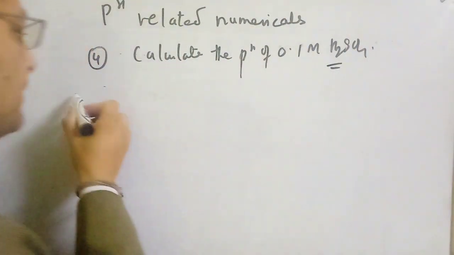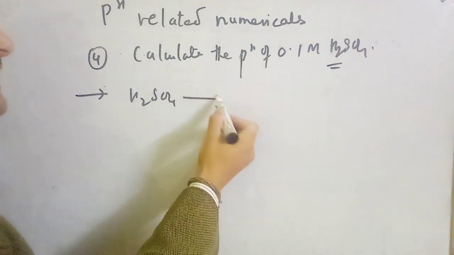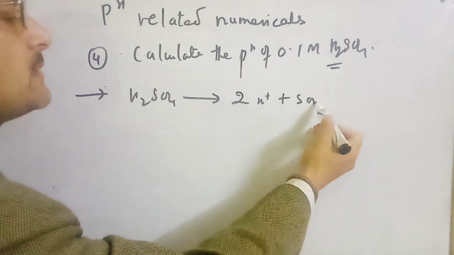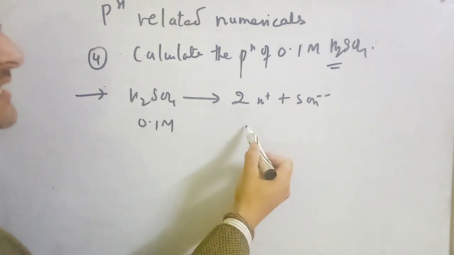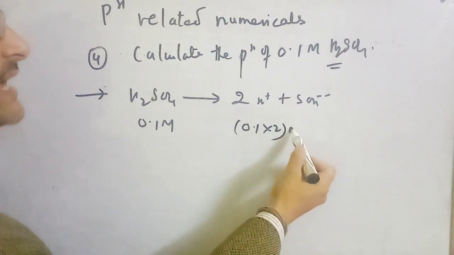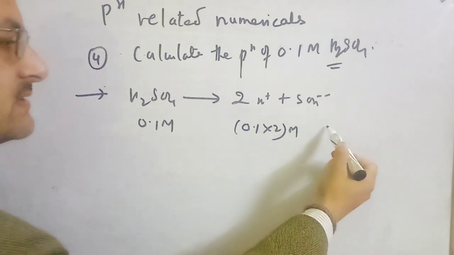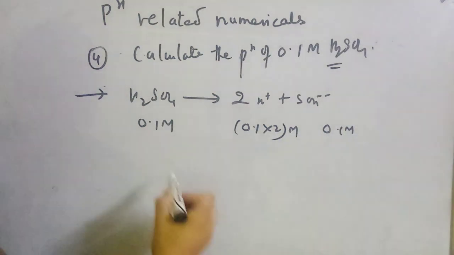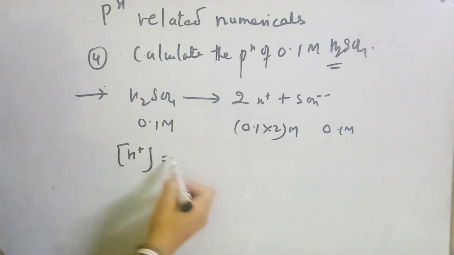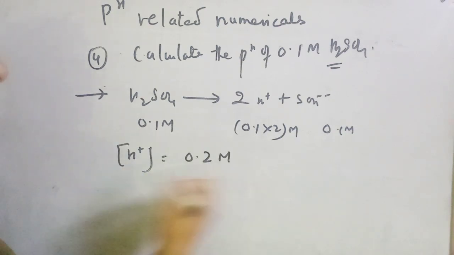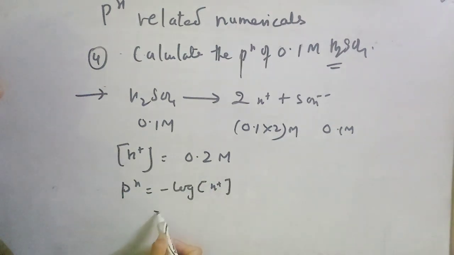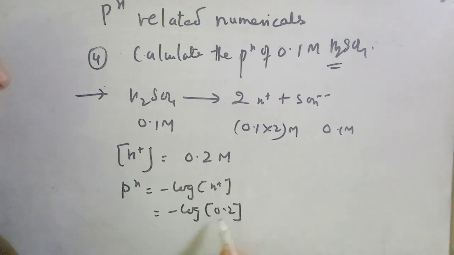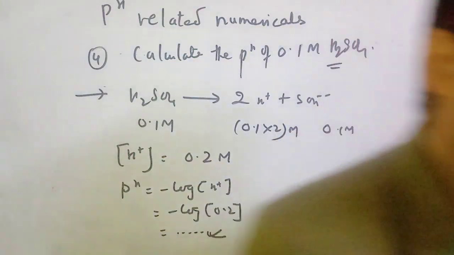We have H2SO4. H2SO4 is a dibasic acid that when ionized gives 2H plus and sulfate ion. So you have 0.1 molar H2SO4. When it ionizes, it gives 0.1 into 2 molar H plus, and 0.1 molar sulfate. So H plus ion concentration will be 0.2 molar. So how do you calculate pH now? pH equals minus log H plus ion concentration, so minus log 0.2 equals what value you get, that is the pH of 0.1 molar H2SO4.